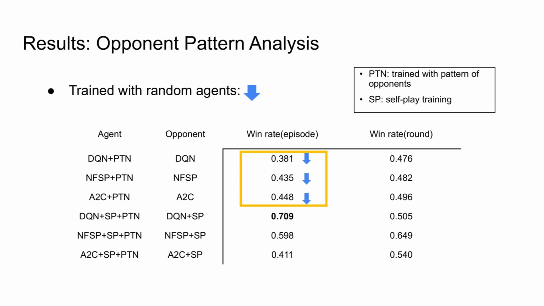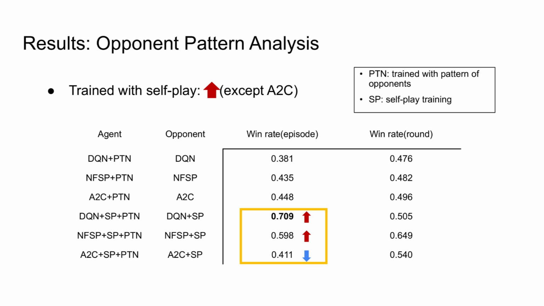Next, let's look at the effects of opponent pattern analysis. For agents trained against random agents, pattern analysis didn't work well. Our team thinks that this is because the random agent's pattern is not helpful for the agents. On the other hand, in algorithms trained by self-play, pattern analysis improved win rates, except for the A2C algorithm.